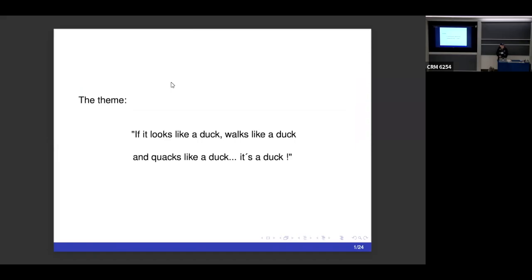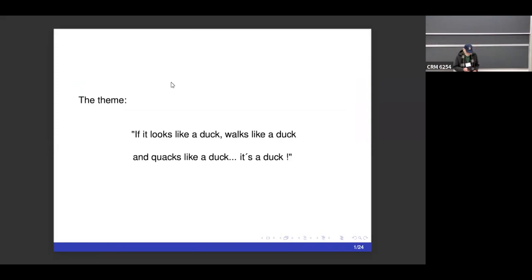So there is a theme for the talk, and it goes like this. It's called: If It Looks Like a Duck, and It Walks Like a Duck, and It Quacks Like a Duck, It Is a Duck. So you'll see why I have chosen this. People who remember back to the 1950s will know that this was also used in a political context, which I may or may not explain if people ask.